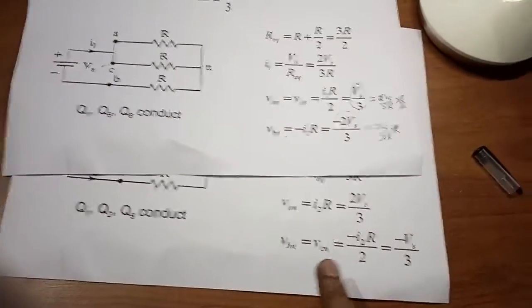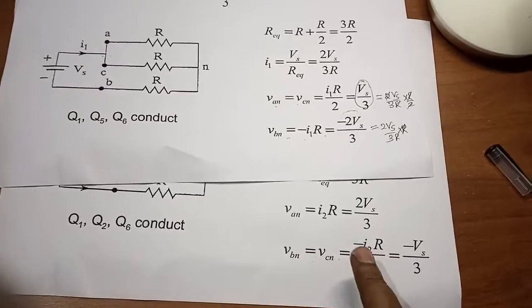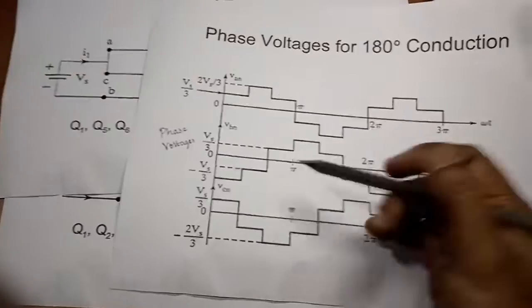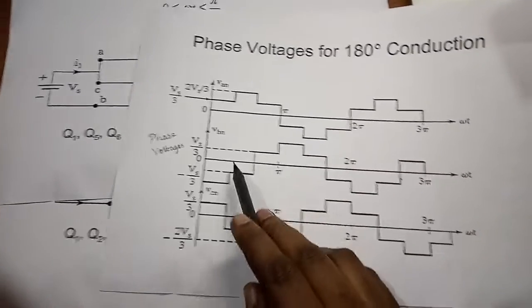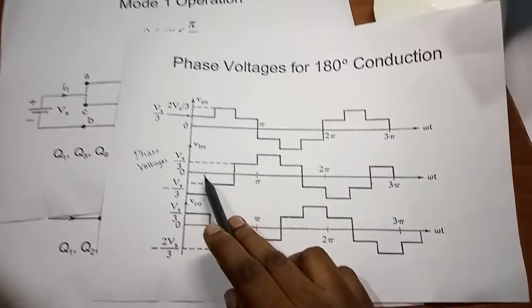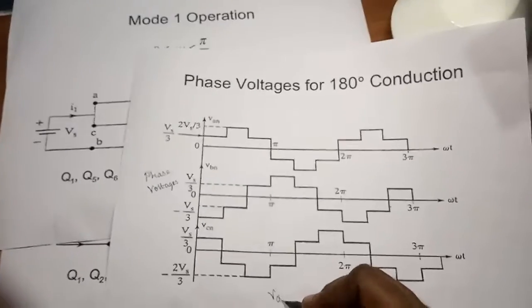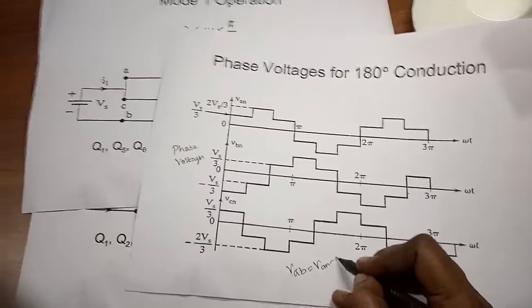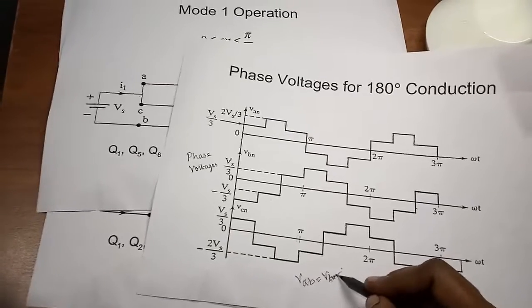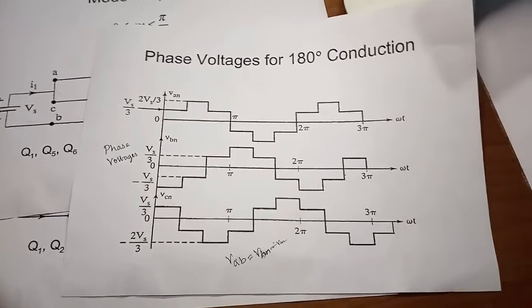Similarly, for mode 2, VAN is 2Vs by 3, and for mode 2 VBN and VCN are minus Vs by 3. This is how you can calculate for all the 6 modes, each of 60 degrees, and you can plot the phase voltages. And from this you can also calculate the line voltage, where line voltage VAB equals VAN minus VBN. This is how you can calculate your phase voltages and line voltages. Thank you.